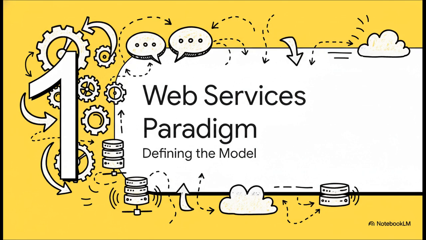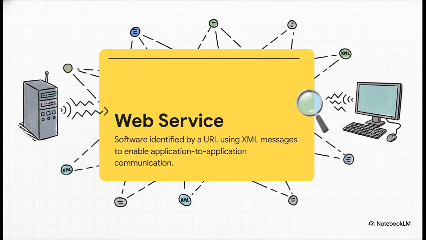Before we go any further, we have to get a super clear, solid definition of what we mean when we say web service. Now that's a mouthful, I know, but the absolute key thing to get here is this. A web service is built for machines to talk to other machines. That's it. It's a piece of software, it has a web address, and it uses XML to chat with other software over the internet. No humans required.